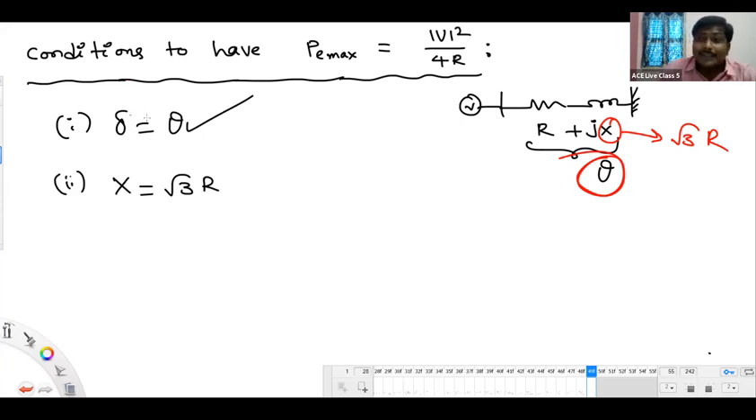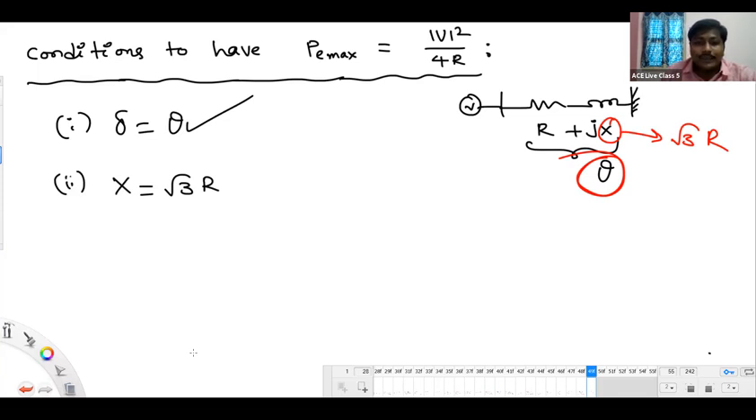Following the left, your first condition already you maintain delta equals to theta angle. But now again you have to modify the delta value equals to theta nu. Again you have to modify the delta to be equal to theta nu. All of you getting my point? Please tell me.